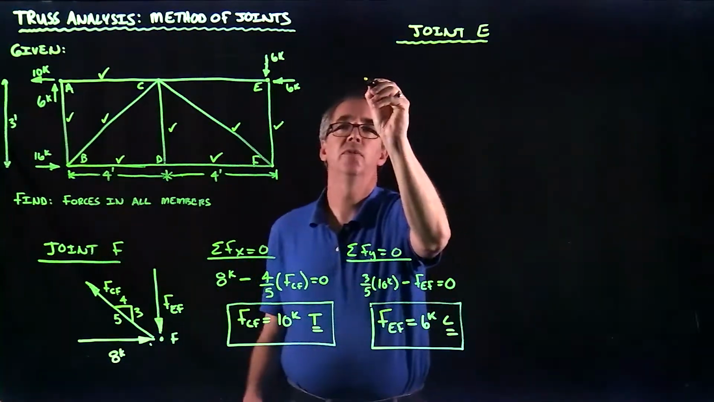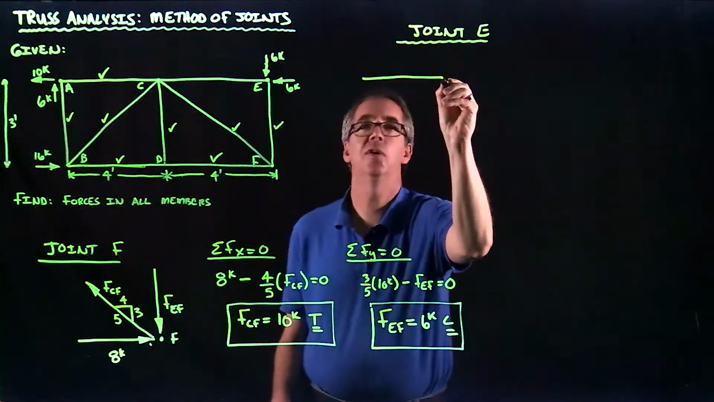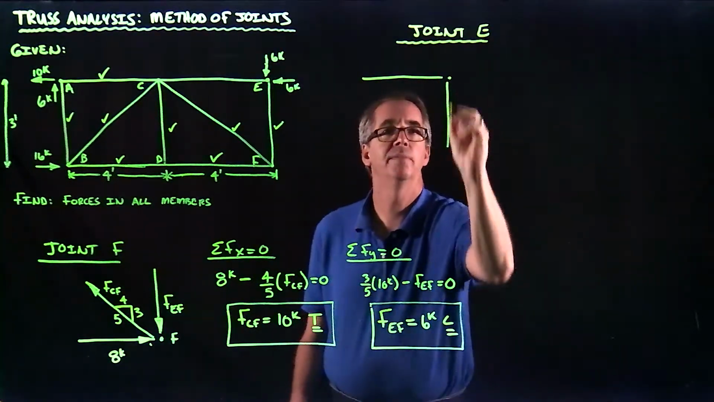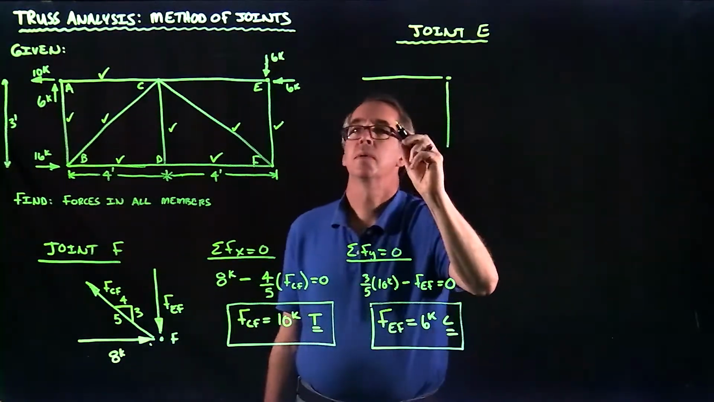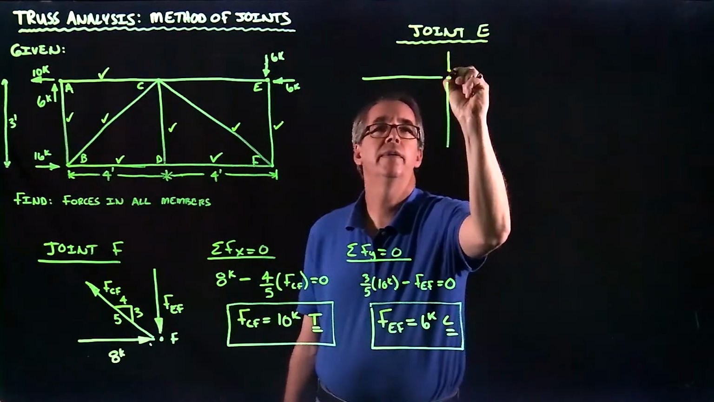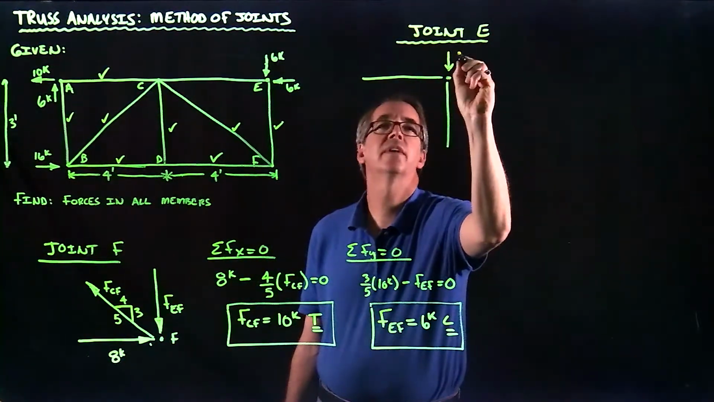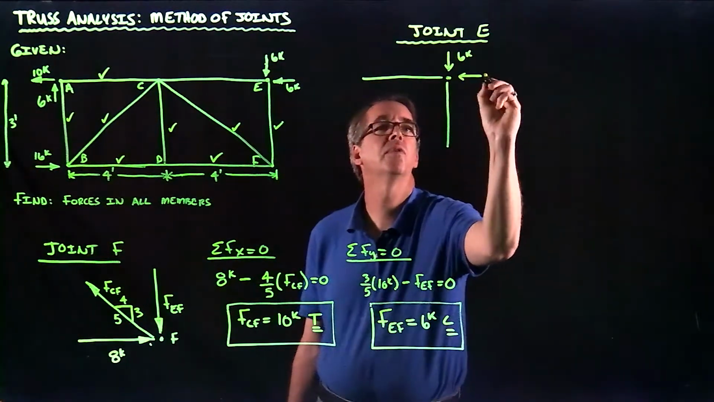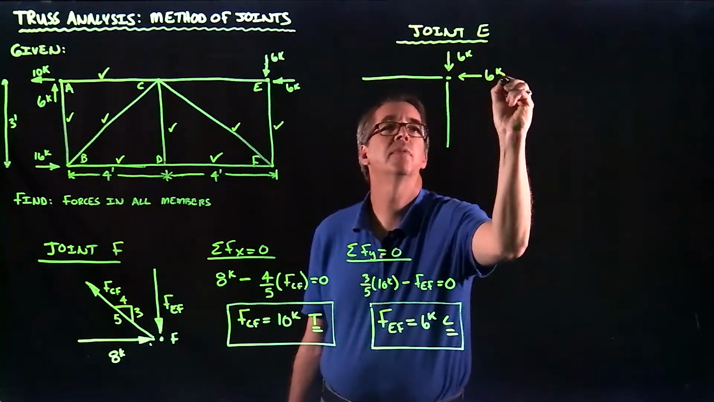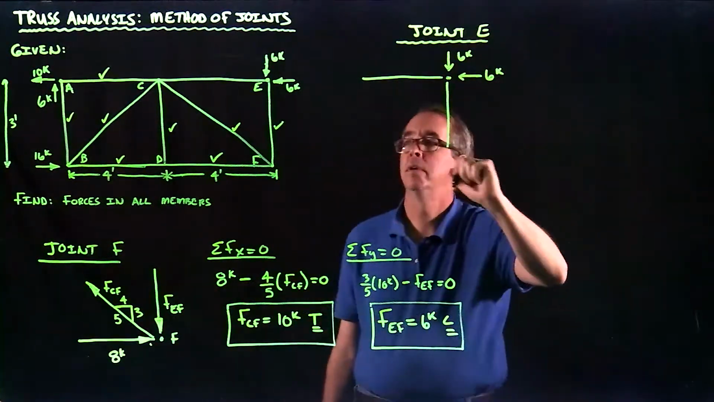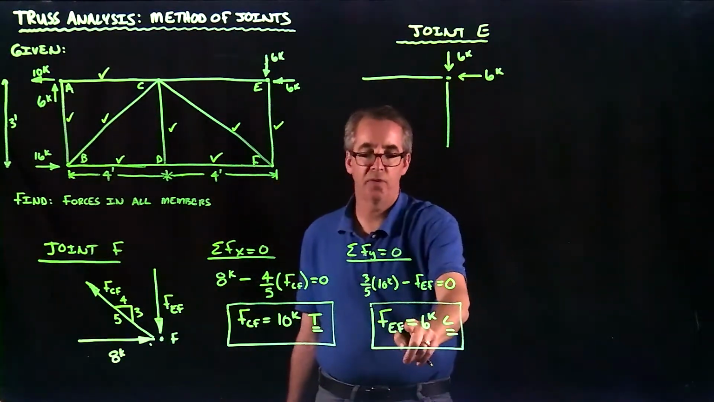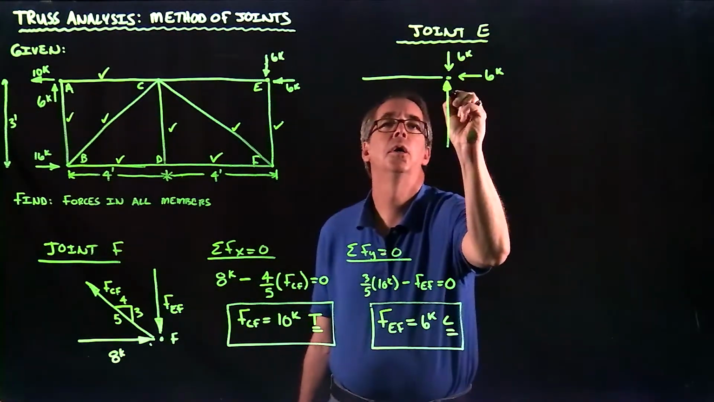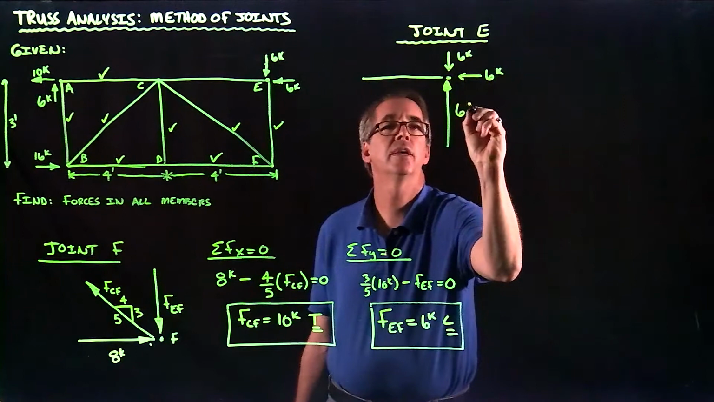And again, we'll just apply the same technique over and over. Okay, that is the method. So here we had an external force of 6 kips going down that we have to include. We also have another external force here of 6 kips going to the left. Okay, we just solved for EF, and that's in compression. And that was 6 kips.